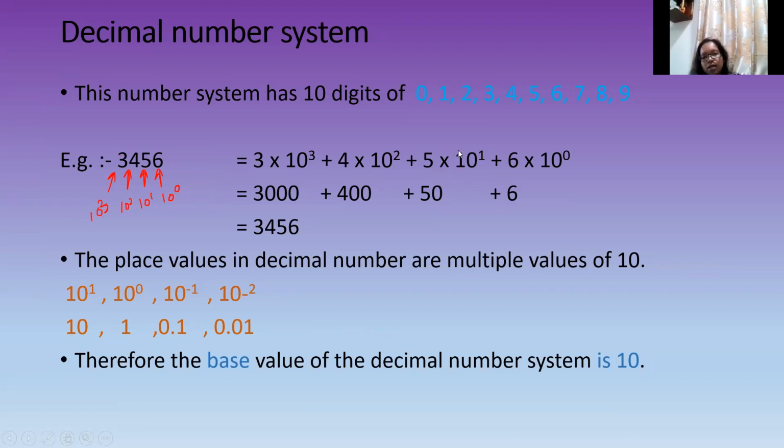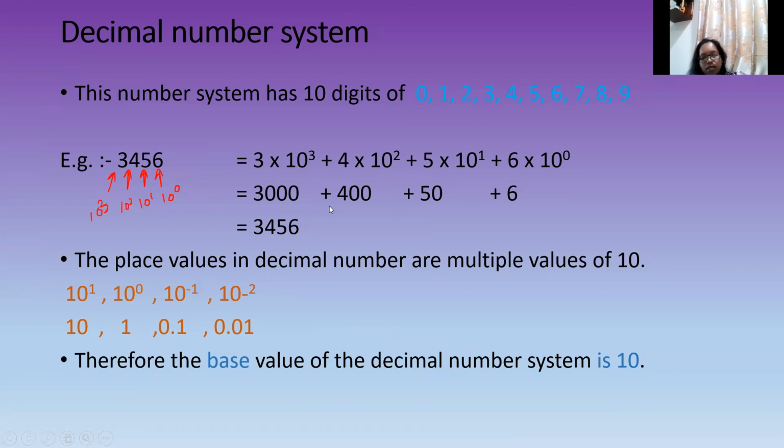So if you multiply this by 10 to the power 1, you are having 50. Now, if you are asking what is the value of 5 here, according to the place value, we have to tell that is 50, not 5, right? Same way, the 4, that is inside the 10 to the power 2's position, so the value is 400. And 3, that is 10 to the power 3 position, the third position, and that is 3000, right?